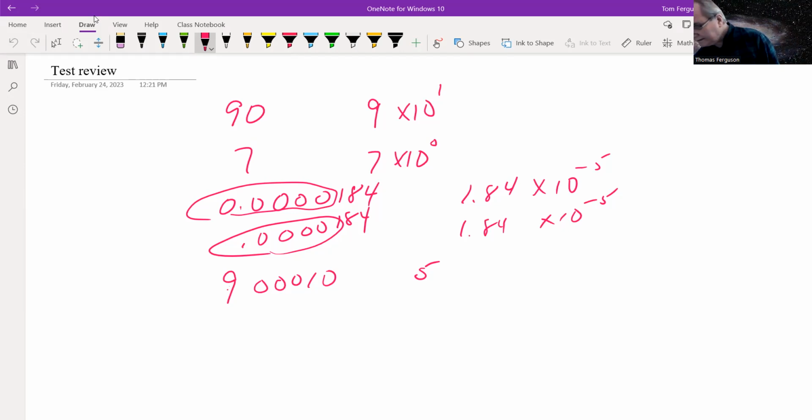If we had that, that would be 6 then, because there is a decimal point present. This is 5. Did you get it right?